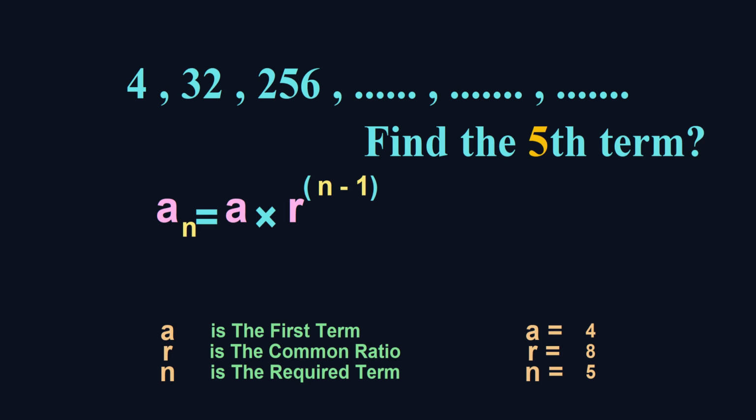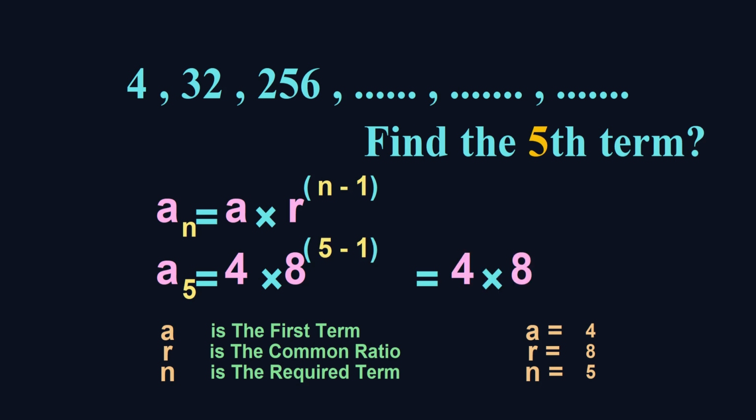Substituting a, r, and n into the equation, we find that a_5 equals 4 times 8 to the power 5 minus 1, which equals 4 times 8 to the power 4, which equals 16,384. And this is the solution by using the formula method.